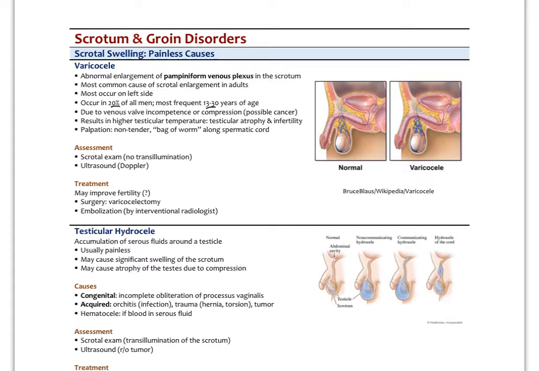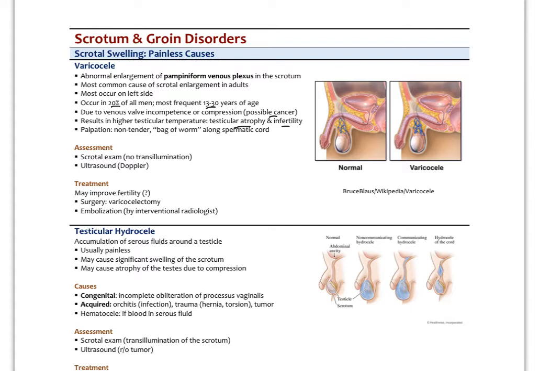It occurs in about 20% of all men, and it's most frequent earlier in life, between 13 and 30 years of age. We think it's due to almost the same conditions that cause varicose veins, venous valve incompetence or compression. That could rarely be the result of cancer compressing the venous plexus there. And that's going to result in higher testicular temperature because the blood is not draining out appropriately, and that would result in testicular atrophy and potential infertility.